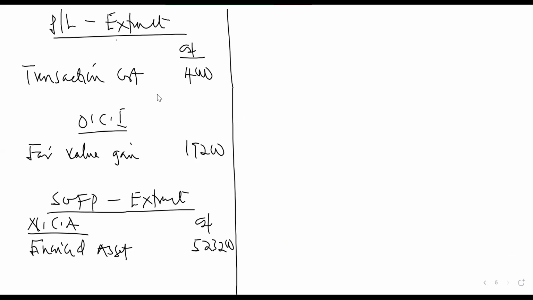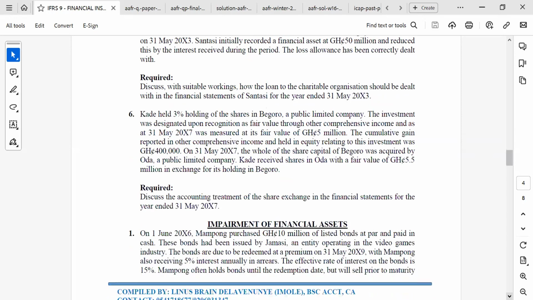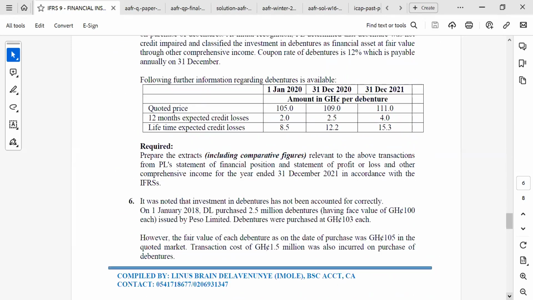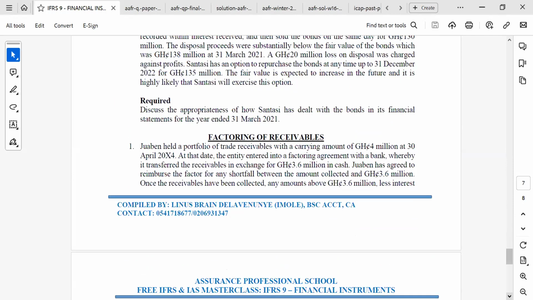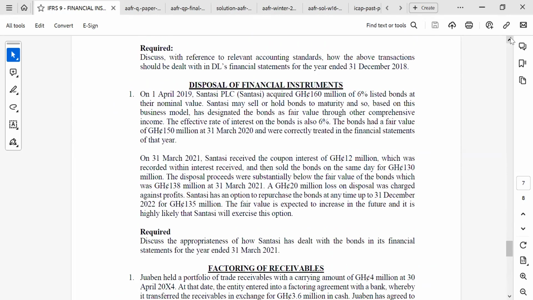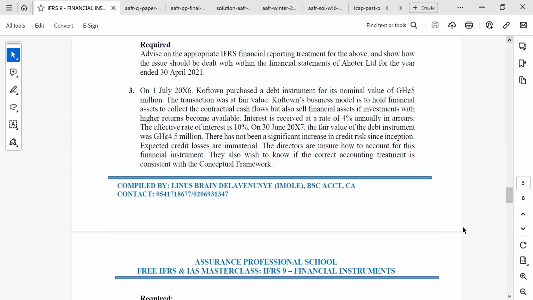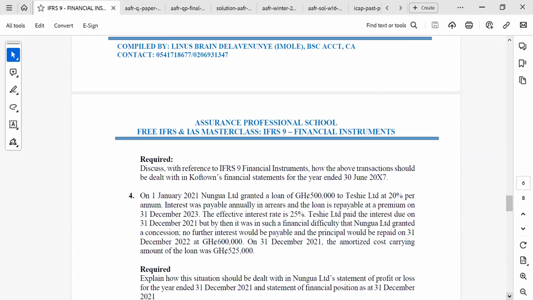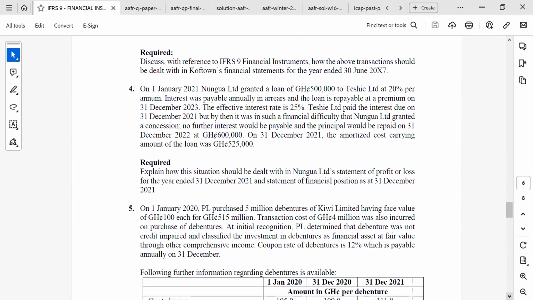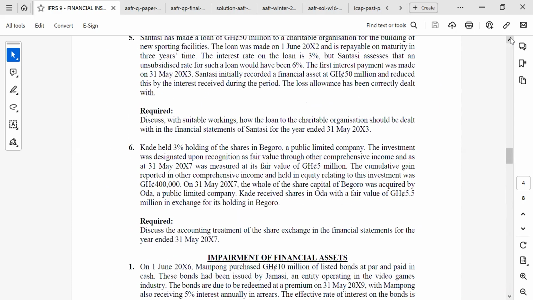So let's look at question 4, which is disposal. I have this thing for the disposal here already. So we look at that under the disposal, factoring, and also some other issues. So I'll add factoring to this one so that we'll be left with disposal and impairment, because I'm almost done with this one. So let's look at question number 4, which is the charitable loan. No, sorry, this is under impairment of financial assets. Question number 5.